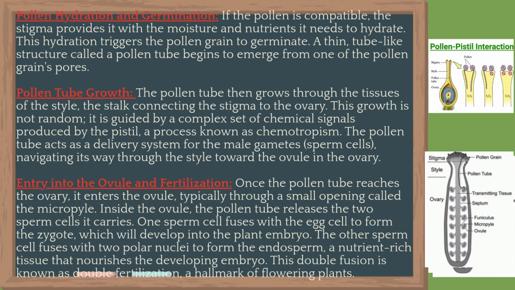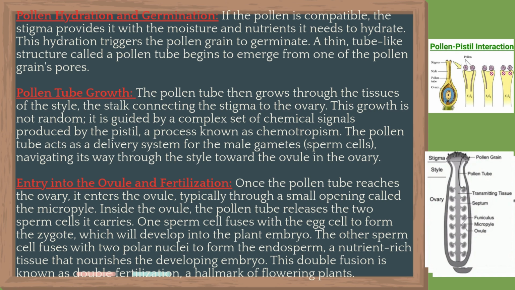Now here we'll see the further steps of this process. The step is pollen hydration and germination. As we have studied in the previous slides, the step by step process, now we'll elaborate on it. Now we'll see what will happen in this step. If the pollen is compatible, the stigma provides it with the moisture and nutrients it needs to hydrate. Here the hydration of pollen grains according to their need will take place. This hydration triggers the pollen grain to germinate.